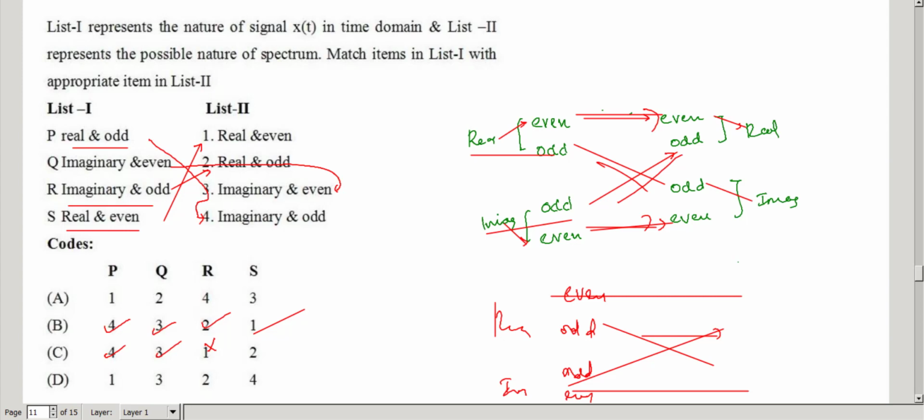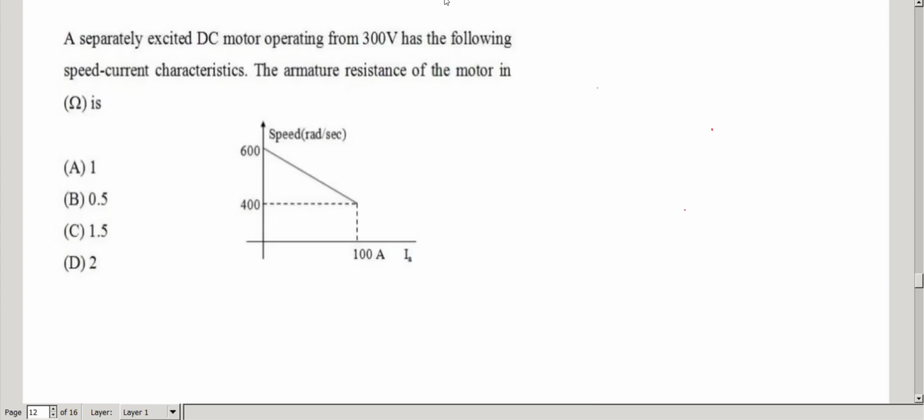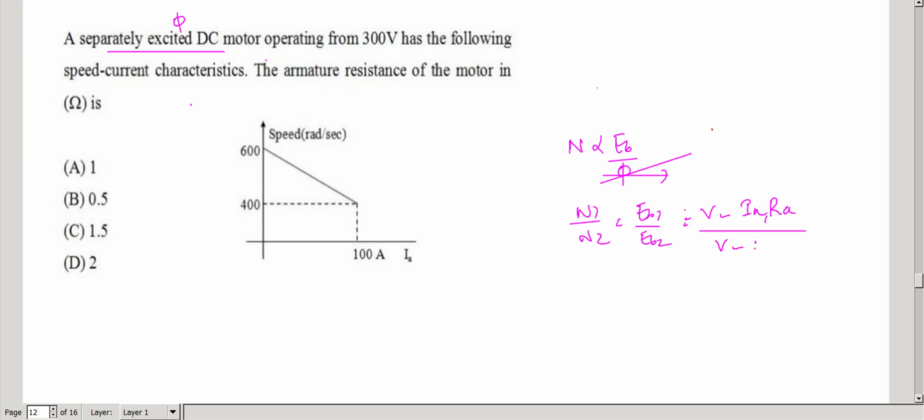Okay, next question. A separately excited DC motor operating from 300 volts has the following speed current characteristics. The armature resistance is how much? From this you can see it is a separately excited DC motor, so flux is constant. N is proportional to Eb, flux is constant so you take it away. So N1 by N2 equal to Eb1 by Eb2. Eb1 is V minus Ia1 Ra, Eb2 is V minus Ia2 Ra. I know two speeds, 400 and 600.